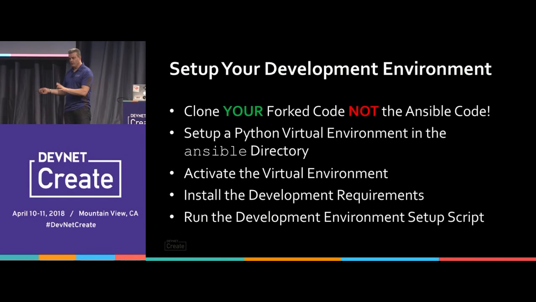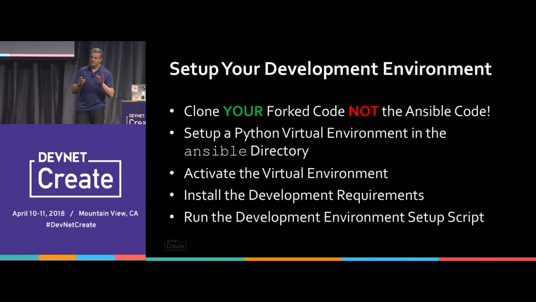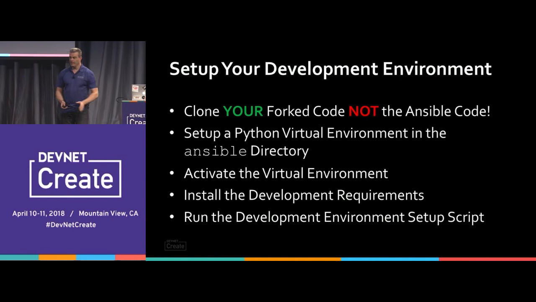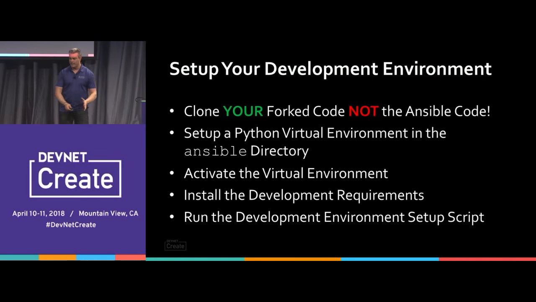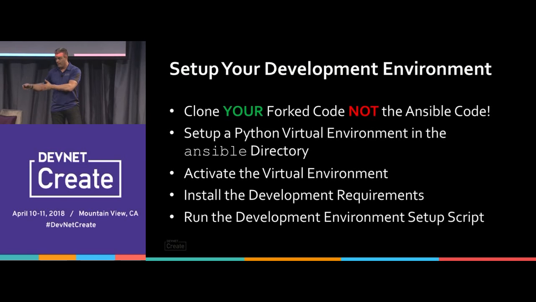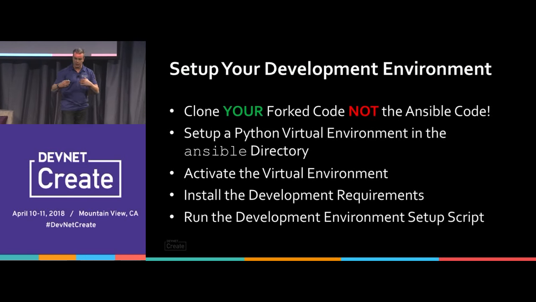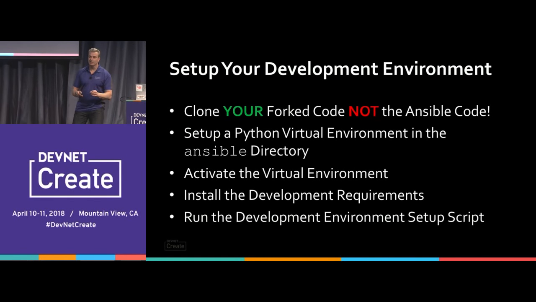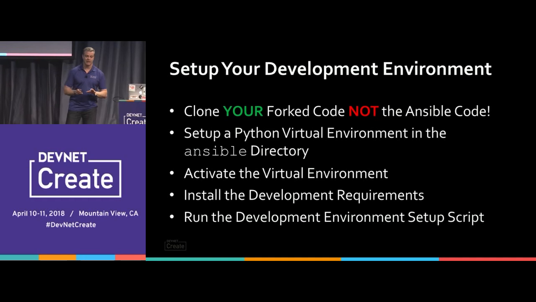The first step is to fork Ansible. The next step of setting up your development environment is clone your forked code, not the Ansible code, right? So you're all with me now. We made a copy, and then we are cloning, so we're making another copy of our copy, but we're bringing it down to our local system. We're going to set up a Python virtual environment in the Ansible directory that we have cloned from our fork. I hope I'm not saying it too much, but I want to stress it.